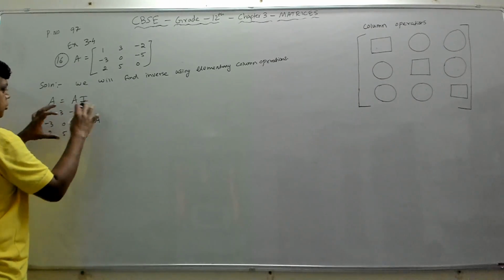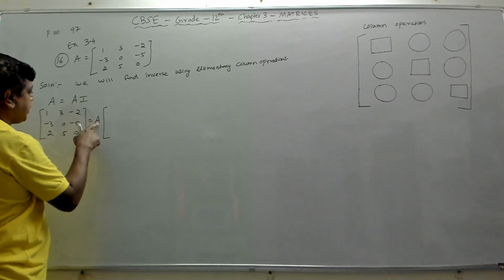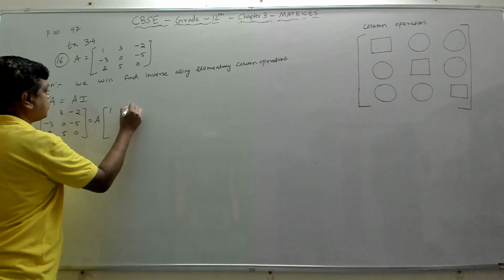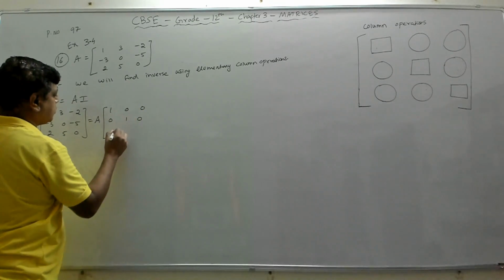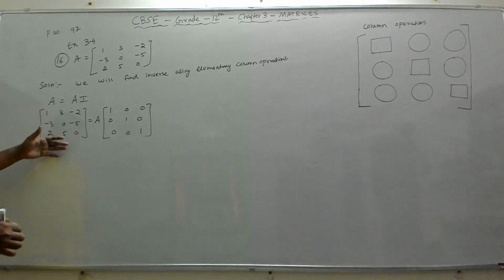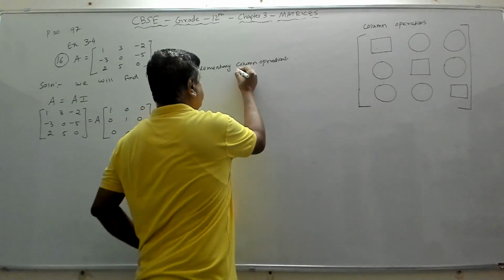This A I am not going to substitute again, because this matrix is not going to get changed, so I am writing it as it is. I is 1, 0, 0, 0, 1, 0, 0, 0, 1. Now we have to apply a series of column operations.